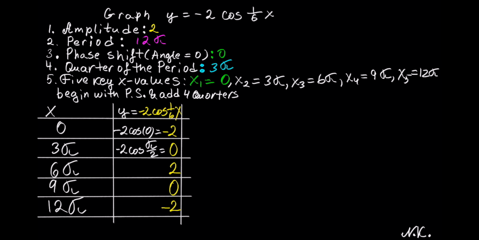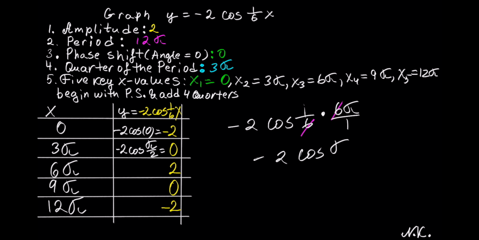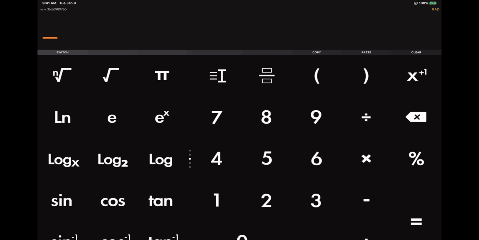The next y value can be calculated by taking -2 cosine of 1/6 of x and substituting 6 pi instead of x. 6 pi is over 1. 6 and 6 will cancel and we get -2 cosine of pi. So -2 cosine of pi is equal to 2.